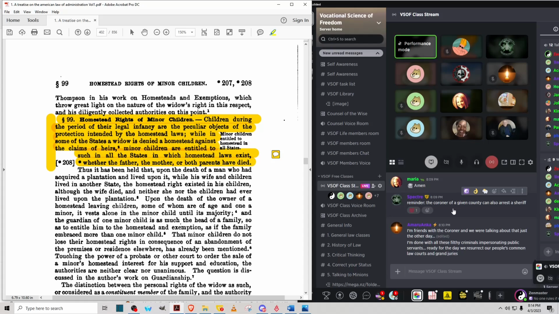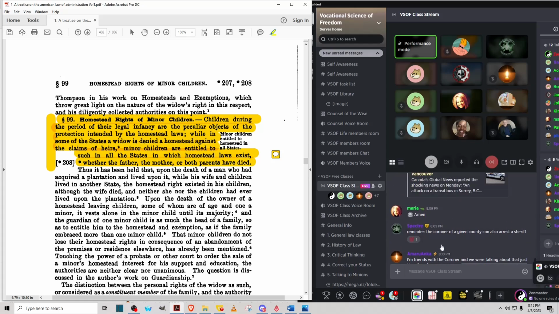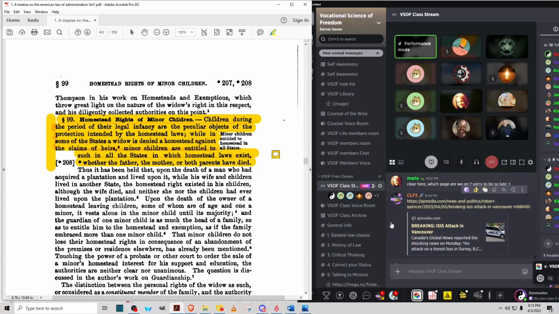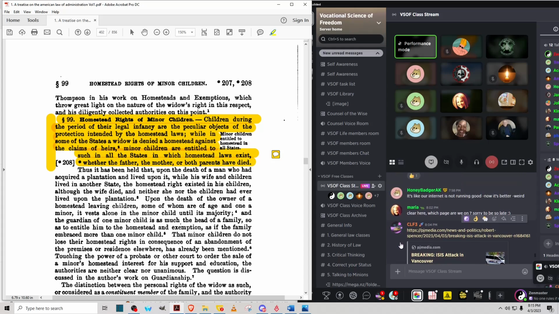Yeah, I'm done with the filthy criminals impersonating public servants as well. They're just corporate goons is all they are, because all of them are operating in commerce and doing what they're doing by the Commerce Clause and pulling over people, and it's all by presumption, right?